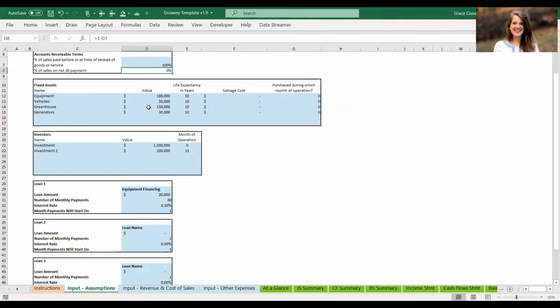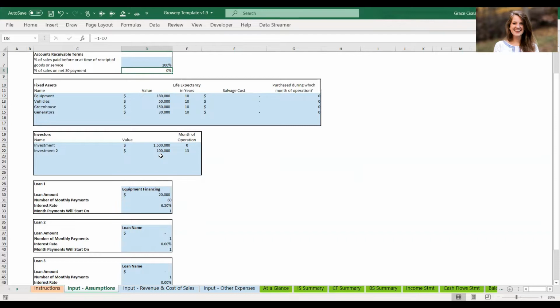You just enter the value, that's the purchase price of the equipment, its life expectancy, and its salvage costs. Both of those things help us calculate your depreciation expense. The model calculates all that for you and puts it on the income statement. And then you enter the purchase month of this fixed asset. Note that you see the 0 a couple times on the input assumptions tab, and that just means that you're purchasing this fixed asset before you begin operating. You'll see that as well for investments, if you may receive an investment before you begin operating. So that's what that month 0 means.